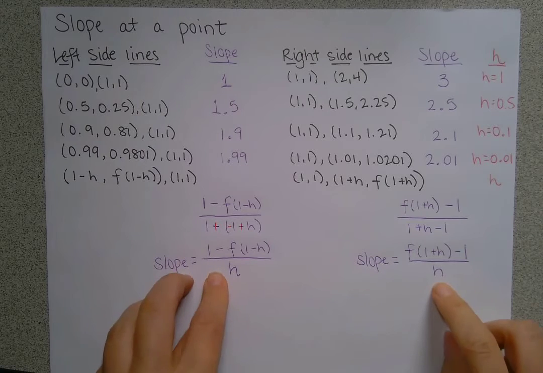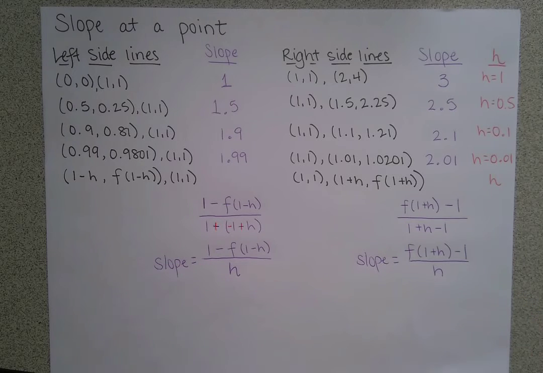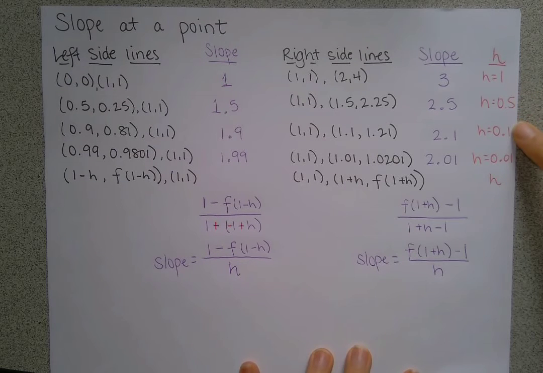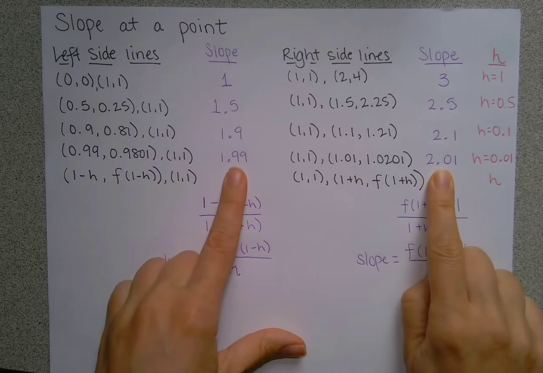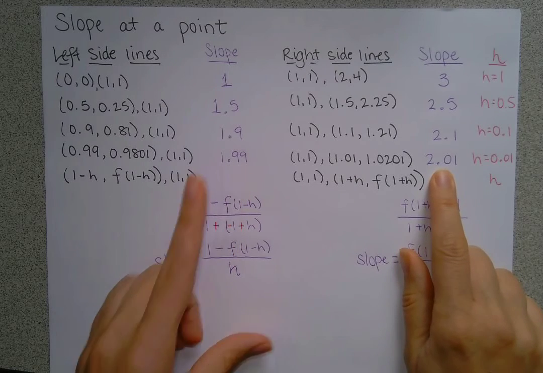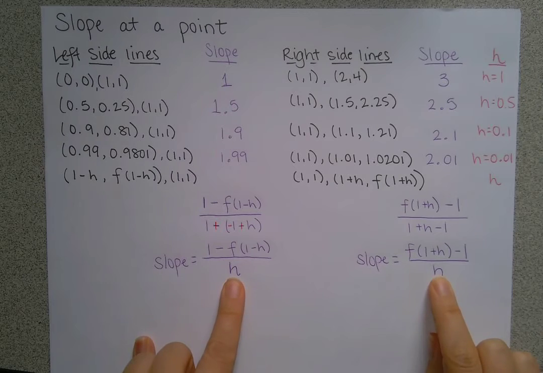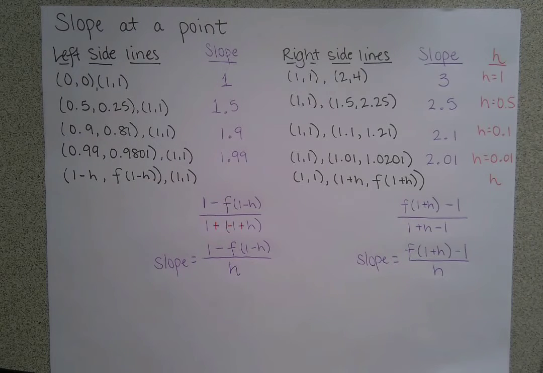What we did in our activity, the idea is that we zoomed in. So we made h get smaller and smaller and smaller, and our slopes got closer to the same number. And most of us predicted that if we made h as small as we possibly could, we would wind up with a slope of 2.